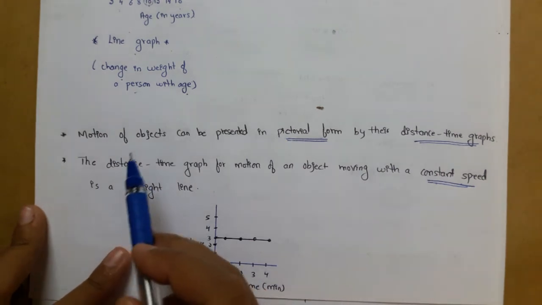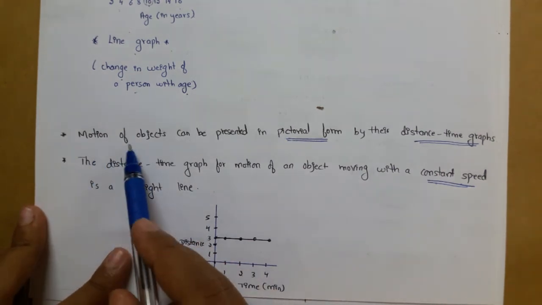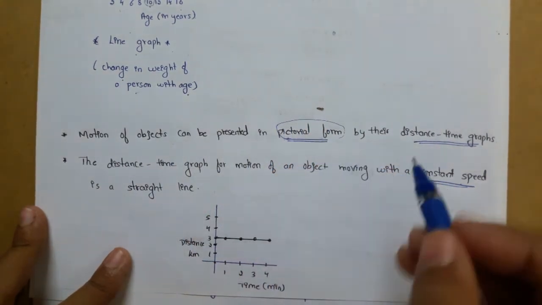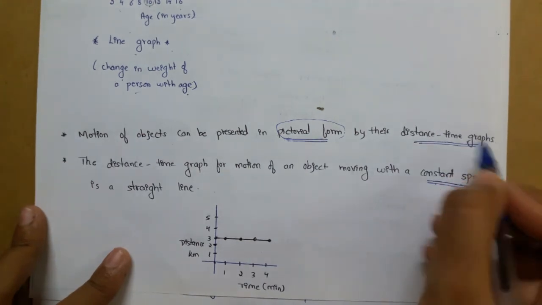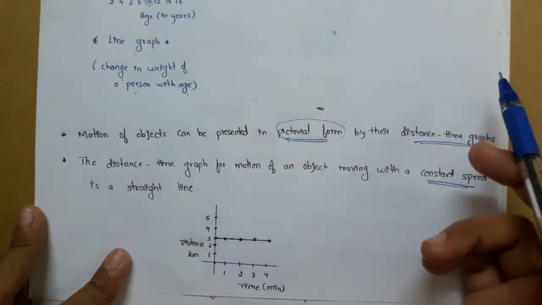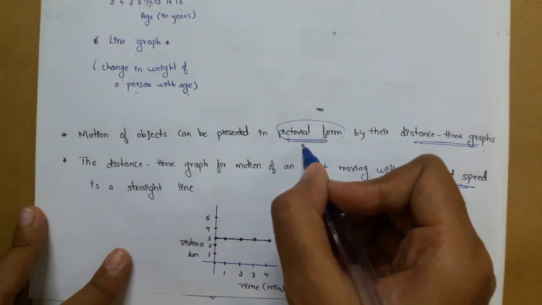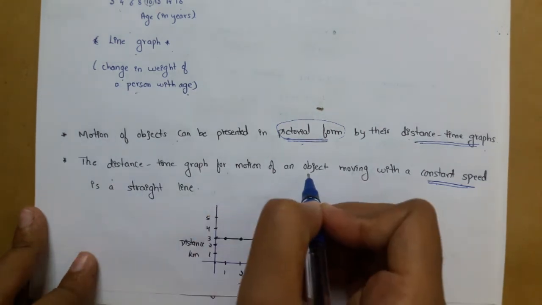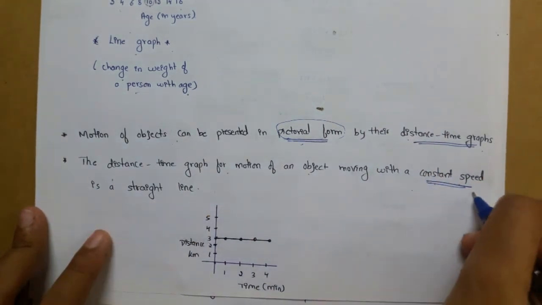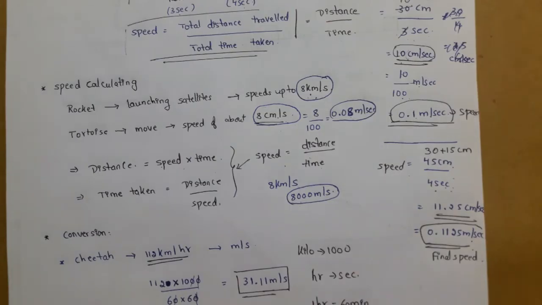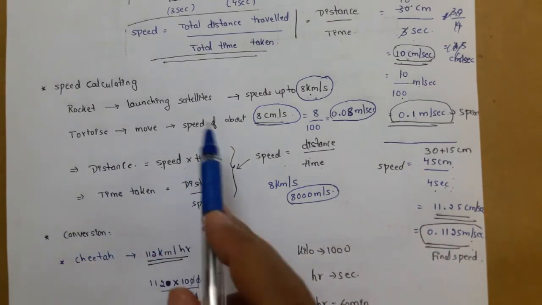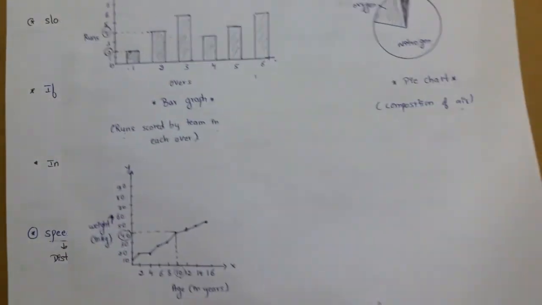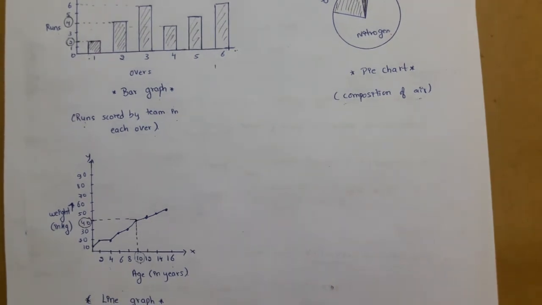So finally, from this whole chapter we came to know that the motion of objects can be presented in a pictorial form by their distance-time graphs. Using the distance-time graph, we can easily get the pictorial representation of the motion of objects. The distance-time graph for the motion of an object moving with a constant speed is a straight line. So in today's part, we learnt about calculating the speed, conversion of speed, and also distance-time graphs.